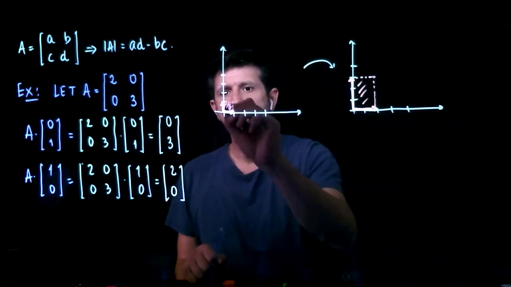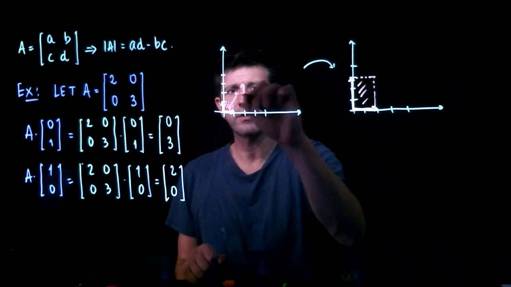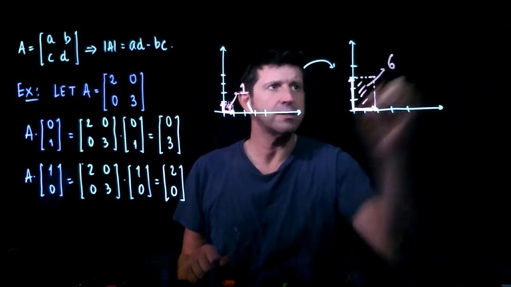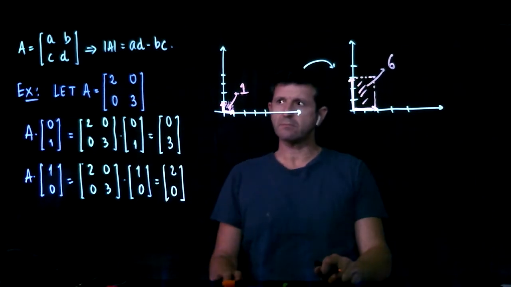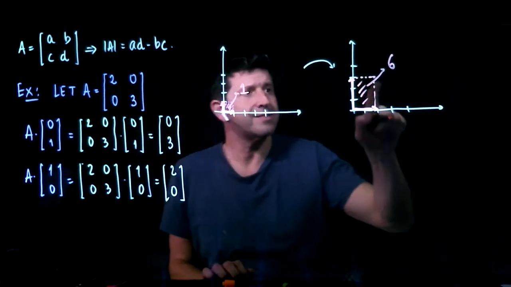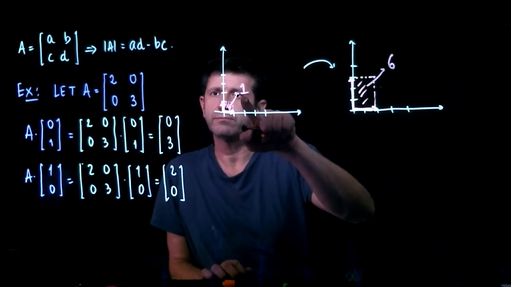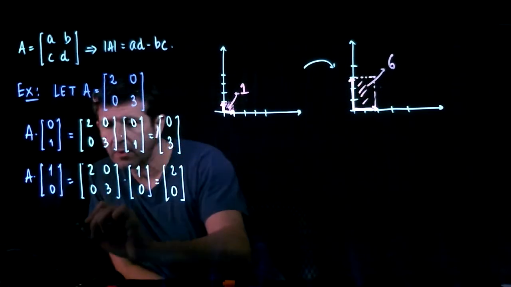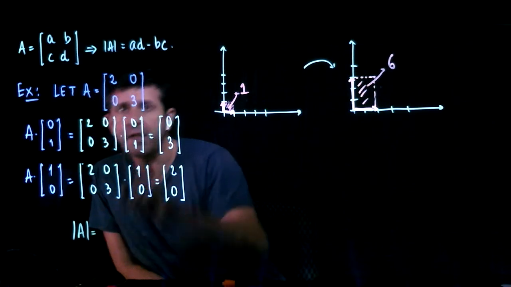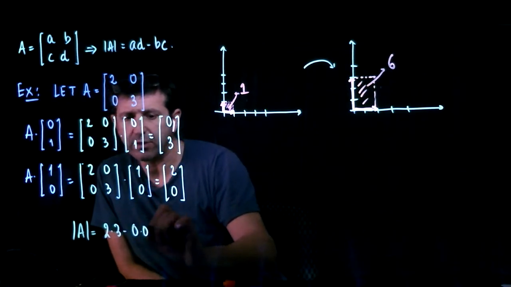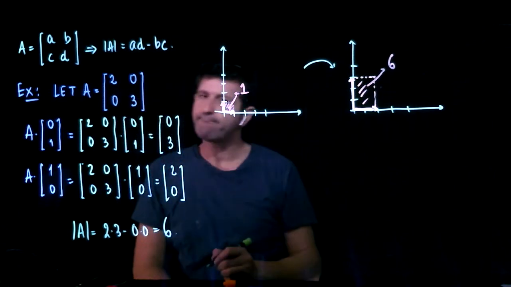So this is 1 times 1, the area here is 1. And this is 3 times 2, and the area here is 6. Okay, so the area here is 6 times the area here. What is the determinant of A? It is AD minus BC. 2 times 3 minus 0 times 0 is 6.